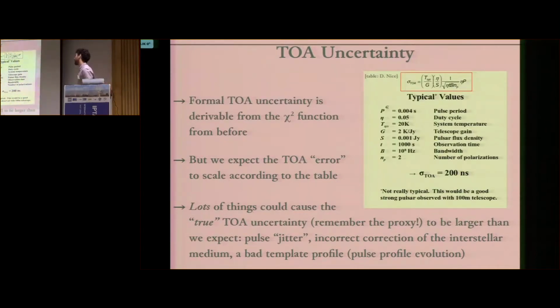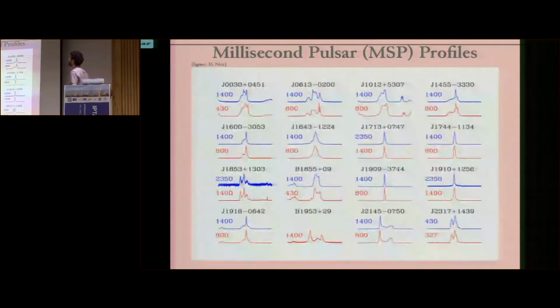All right. So lots of things could cause the true TOA uncertainty, really having to do with determining the epoch of passage of that longitude, to inflate these error bars. They could be bigger than the formal TOA uncertainty. They could be bigger than what we expect here, for a whole bunch of reasons, which are maybe too boring to talk about right now since I'm behind schedule.